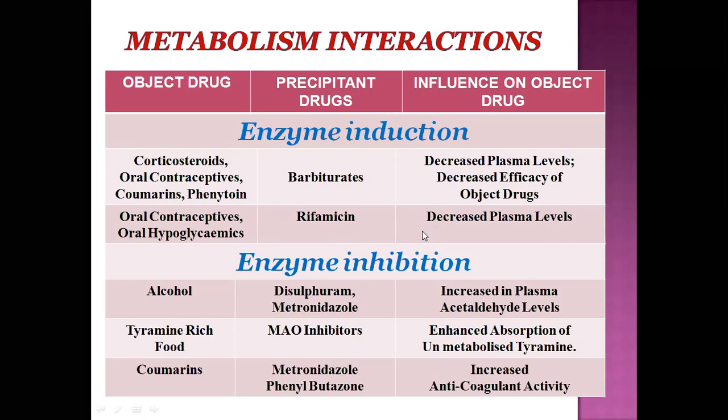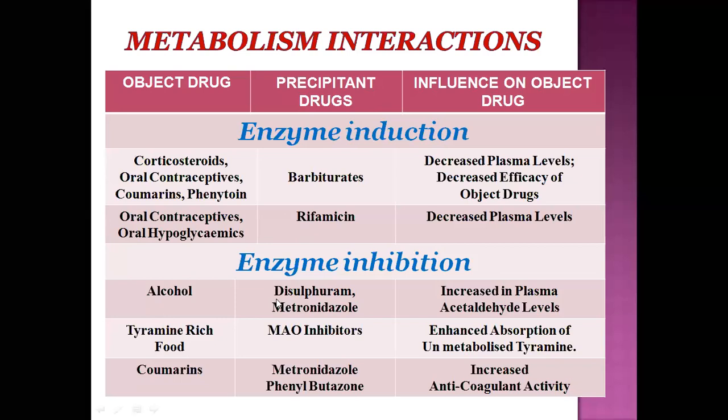The second class of metabolism interaction is enzyme inhibition. Here, with the help of enzymes, there is inhibition or decrease of the metabolic rate of the concerned drug. Decreasing the metabolic process indirectly means increasing the plasma level concentration. For example, in enzyme inhibition interactions, when alcohol is given with disulfiram, there is an increase in the plasma level in the form of acetaldehyde.